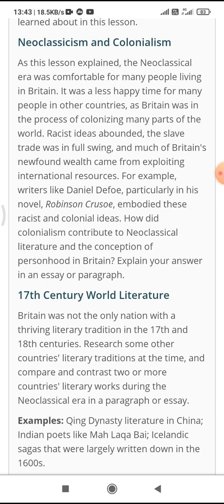international resources. For example, writers like Daniel Defoe, particularly in his novel Robinson Crusoe, embodied these racist and colonial ideas. How did colonialism contribute to neoclassical literature and the conception of personhood in Britain?